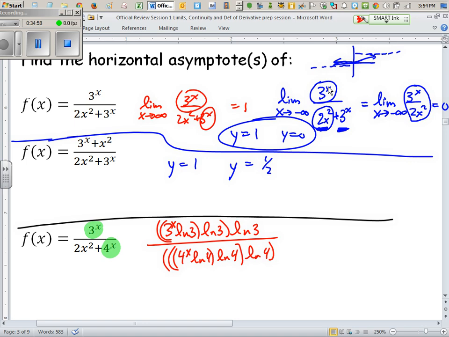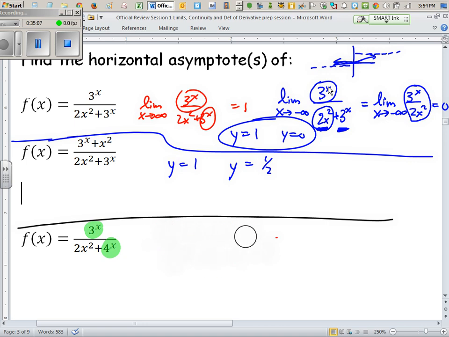Is this hard to believe? Do you guys have a hard time believing that this goes to 0? What if I wrote 3 to the x over 4 to the x as 3/4 to the x? You wouldn't have a hard time believing it goes to 0 now, right? What's 3/4 of 3/4 of 3/4 of 3/4 of 3/4? 0, right? See it better now? Okay. So when x is extremely large, y goes to 0.